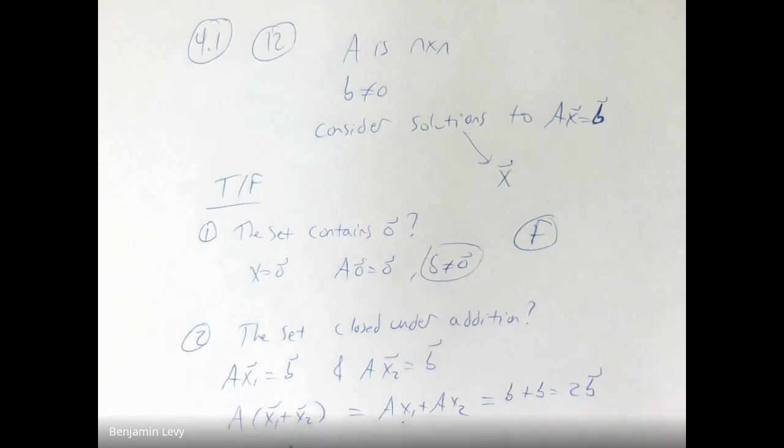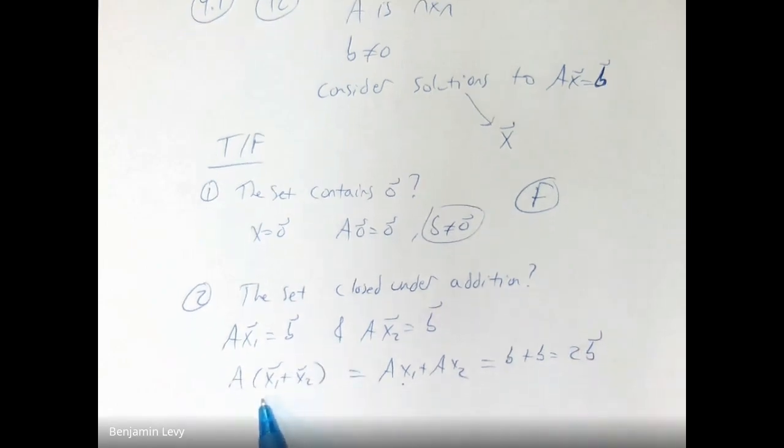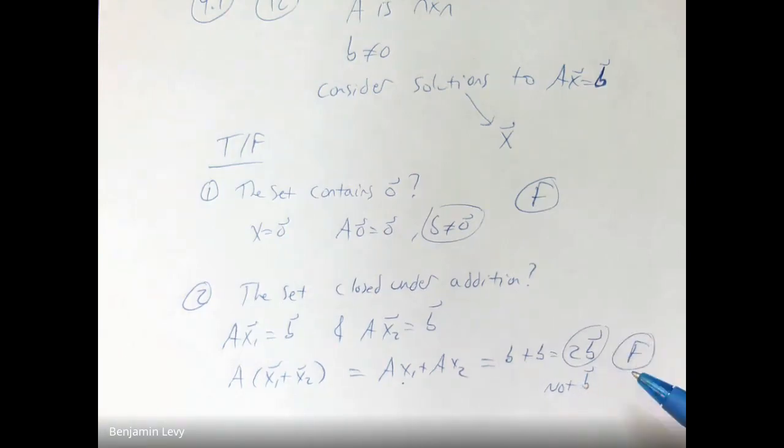And so when you add them together, you don't get b anymore. When you multiply by A, you get 2b. And so it's not closed. This is not b. And so this is also false. It would be true if we added them together and we still got b. With me so far?